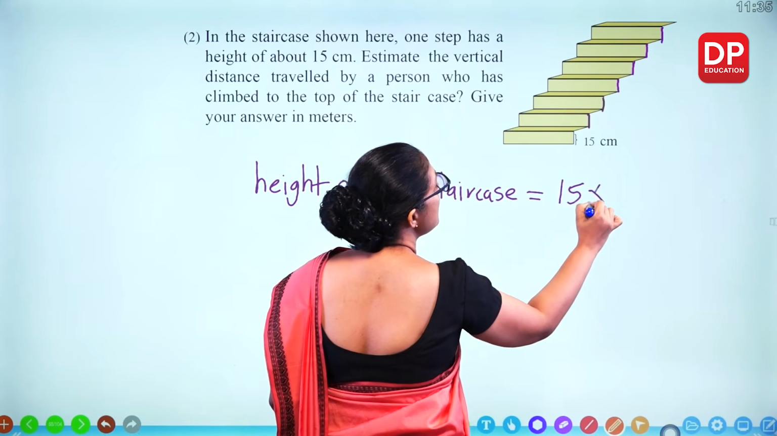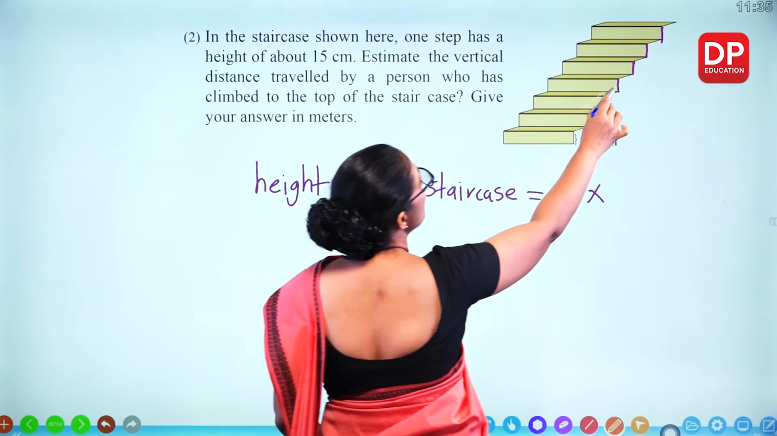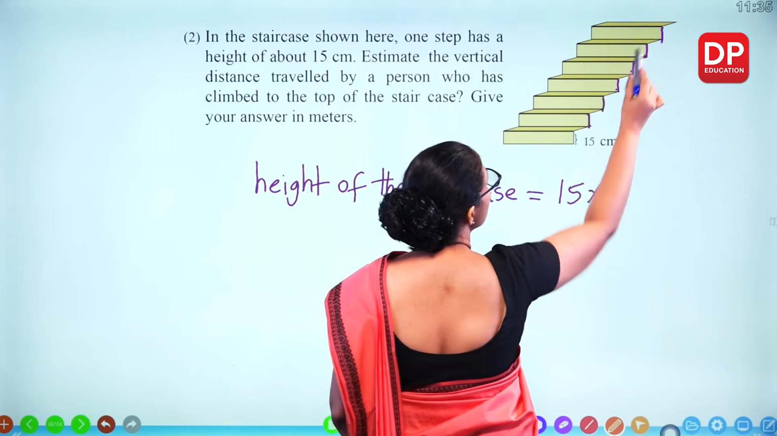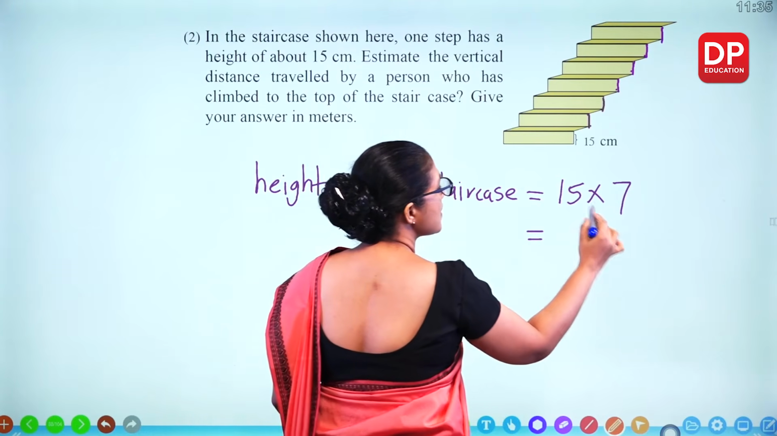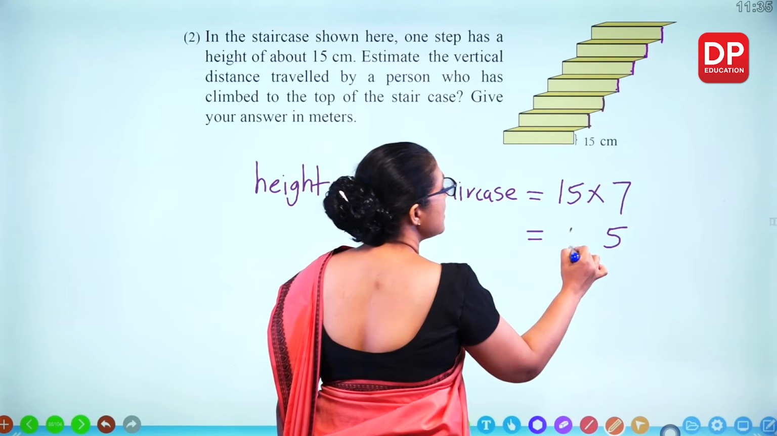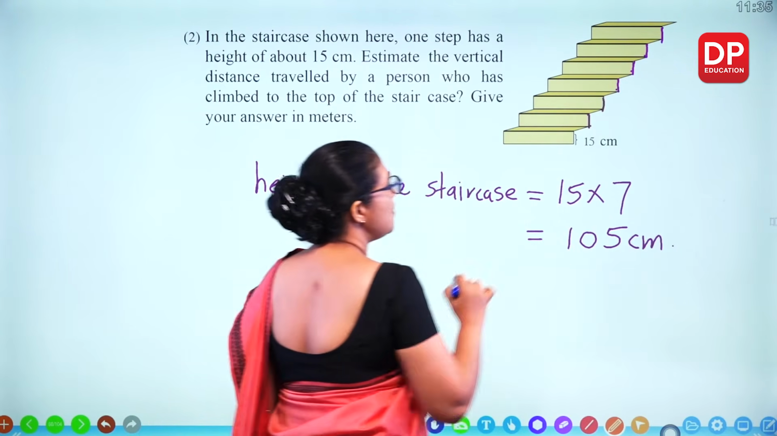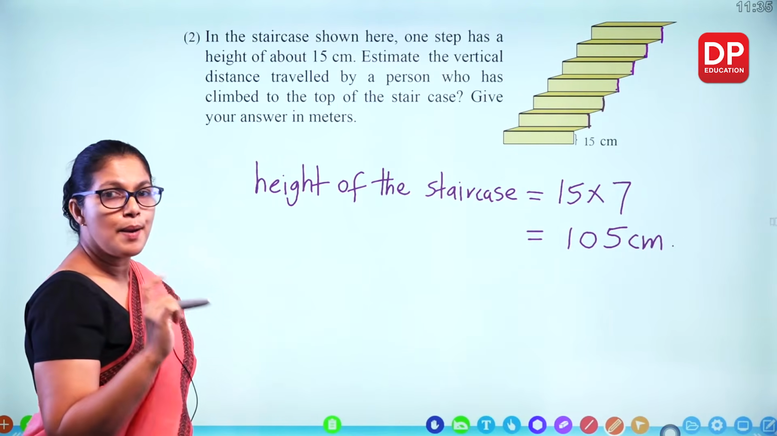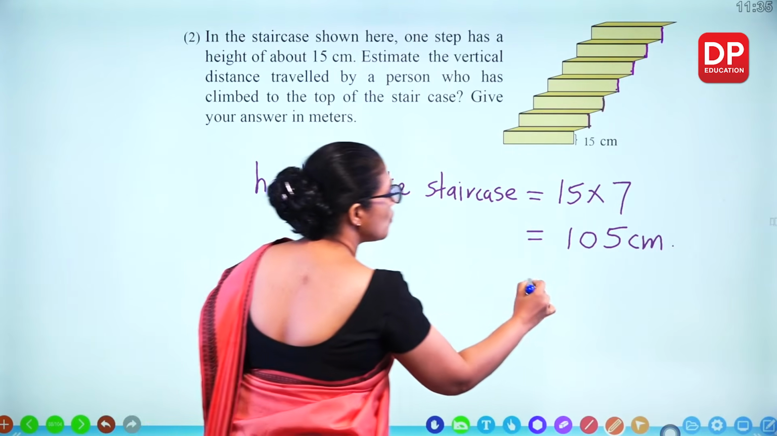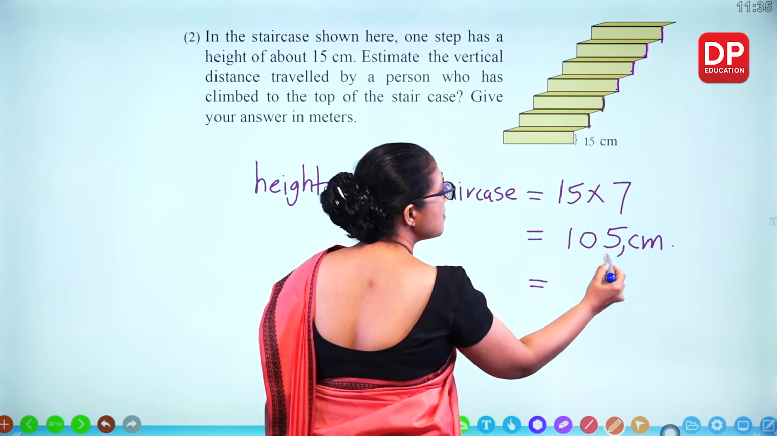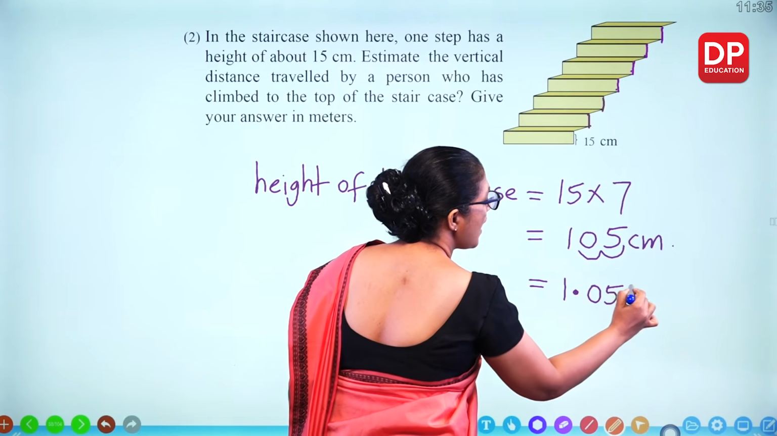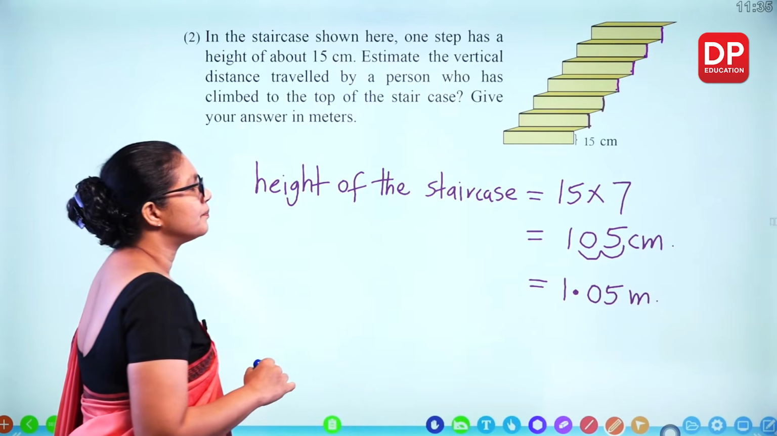One is 15, and 7 steps. Multiply by 7. 7 times 5, 35. And 7 times 1, 7 plus 3, 10. So this is in centimeters. They asked to convert in meters. So what you do? You divide by 100. So when you divide by 100, move the decimal place 2 places to the left. 1.05 meters.